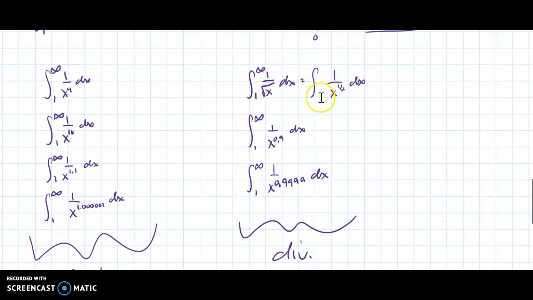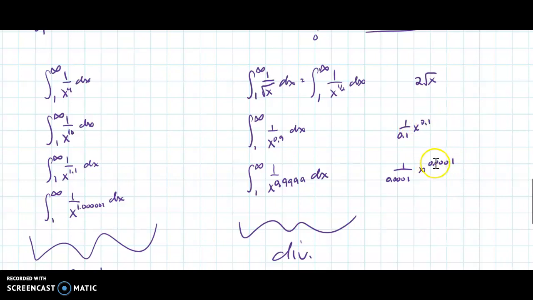And then all of these here are going to go to, this one will give me a 2 root x. When I try to, quote, plug in the infinity, it's going to go to infinity. This is going to give me 1 over 0.1 x to the 0.1. And if I let it go to infinity, this will grow eventually and go to infinity.